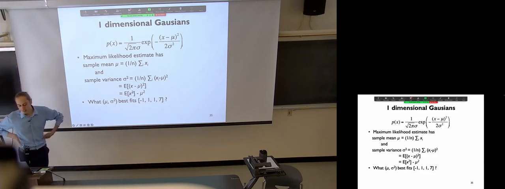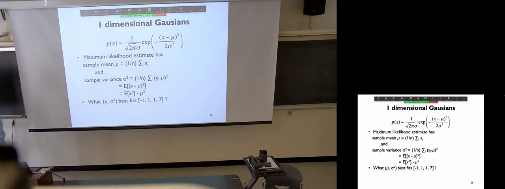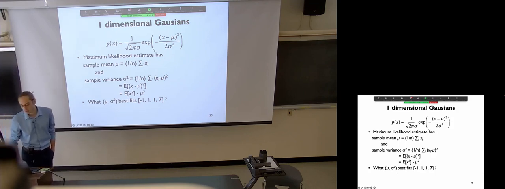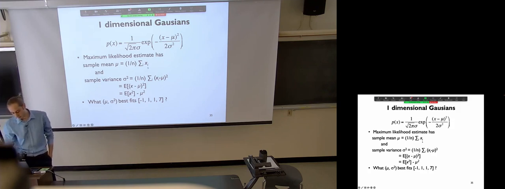So basically, what I'm trying to highlight is several things here. When we do the ML estimate, the maximum likelihood estimate, this gives us the sample mean and the sample variance. And then we can compute all of these, again, from the probability density function, given a particular set of images.